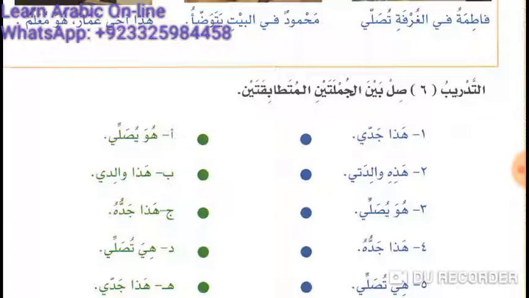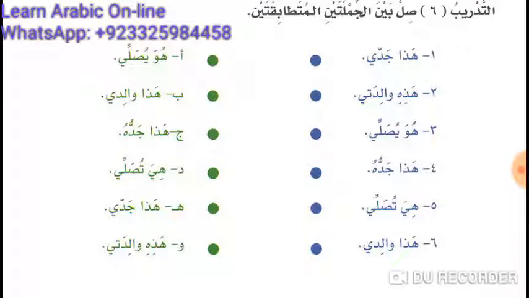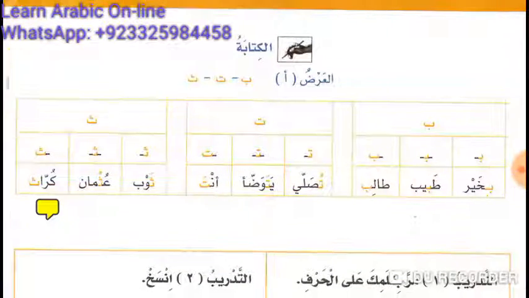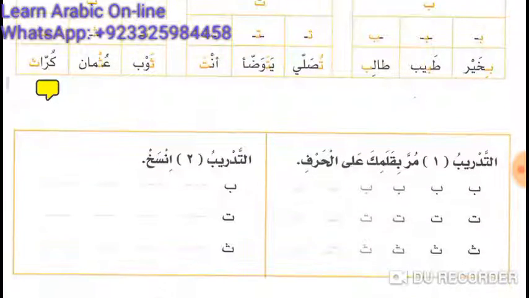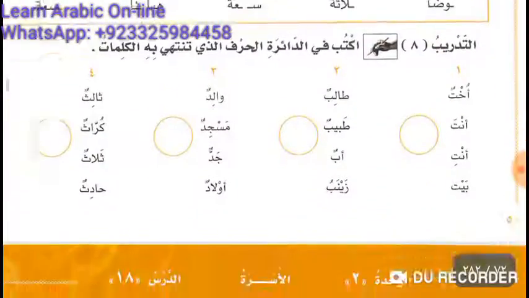Exercise six: join the two similar sentences. Join this after the class and send me. Okay. Next page we have Al-Kitab, the writing section. All these exercises are for writing practice. Solve all these exercises after the class and send me so that I can check. If you have any difficulty in any of these exercises, feel free to ask me.